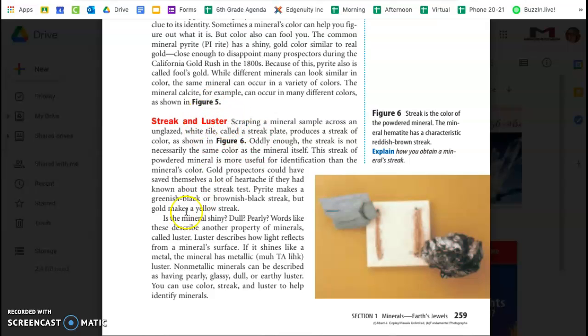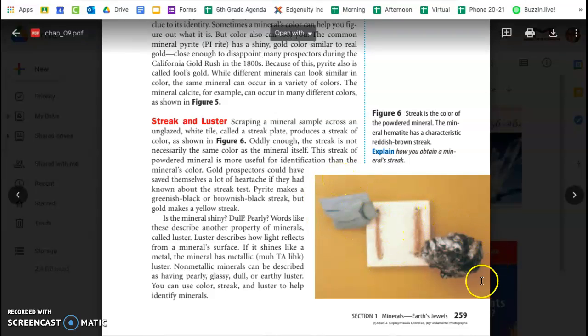Luster, however, is this second paragraph, and luster is referring to how shiny a mineral is. The more shiny a mineral is, the more luster it has. The opposite of something being lustrous is it being dull. So if you look at our example over here, our gray mineral, is it very lustrous?